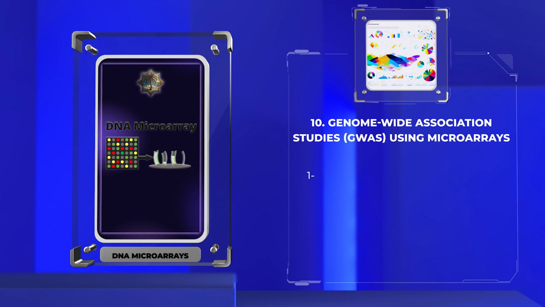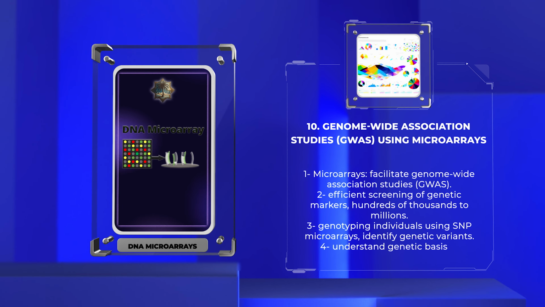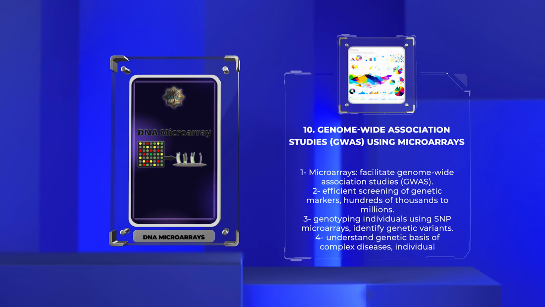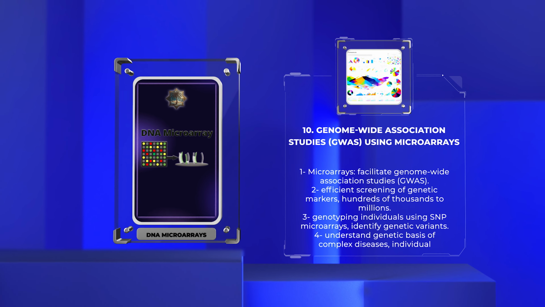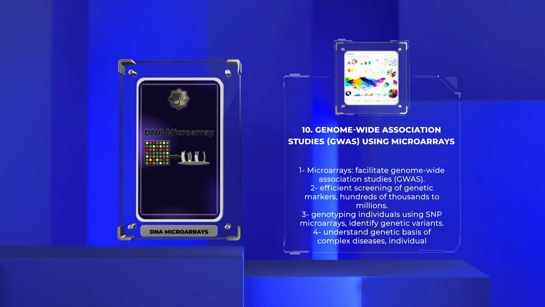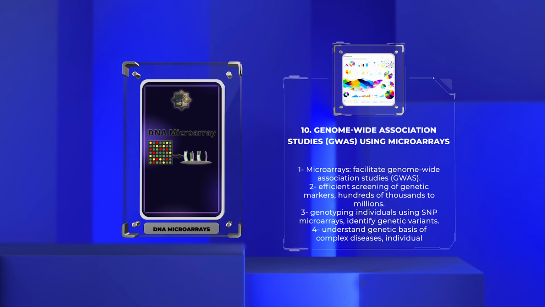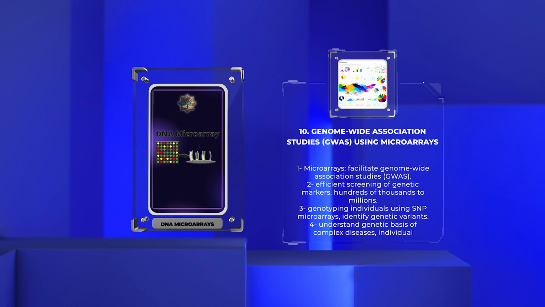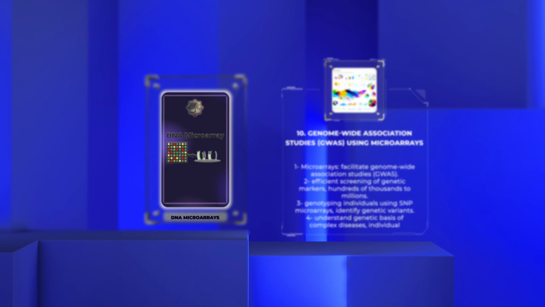Microarrays have greatly facilitated genome-wide association studies, GWAS, by allowing the efficient screening of hundreds of thousands to millions of genetic markers. By genotyping individuals using SNP microarrays, researchers can identify genetic variants associated with diseases or traits. GWAS have been instrumental in understanding the genetic basis of complex diseases and individual variability in drug response.